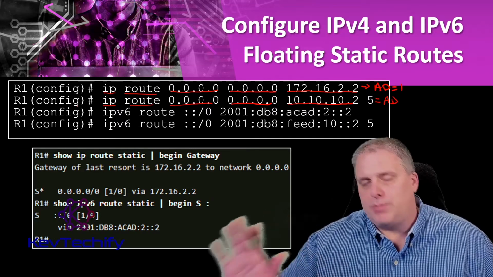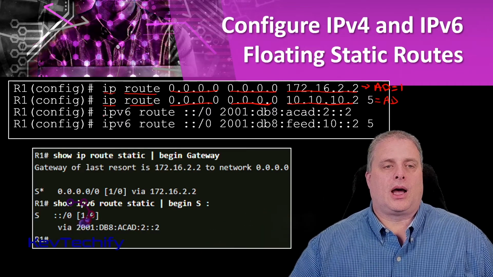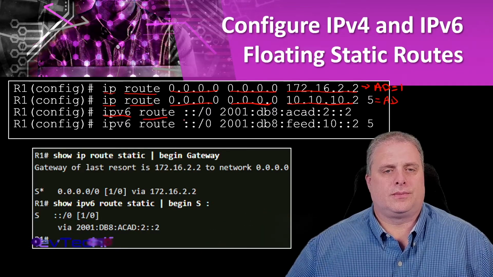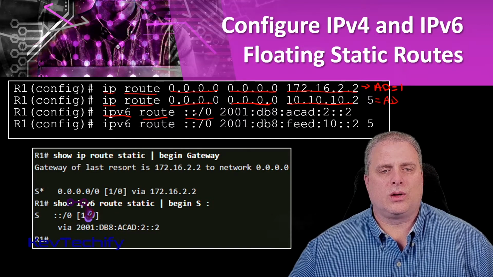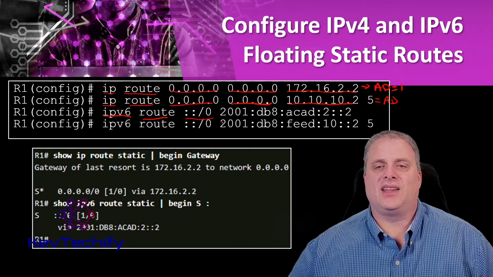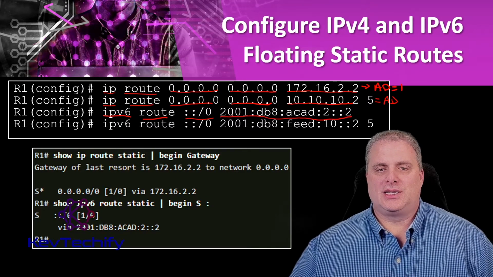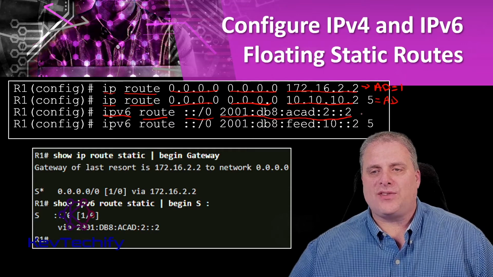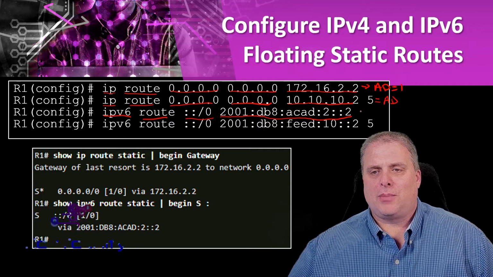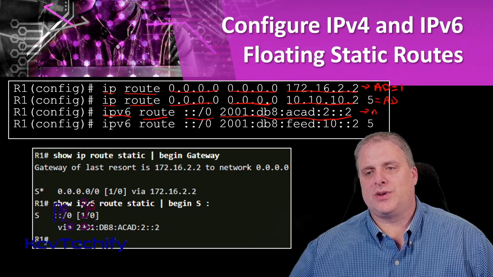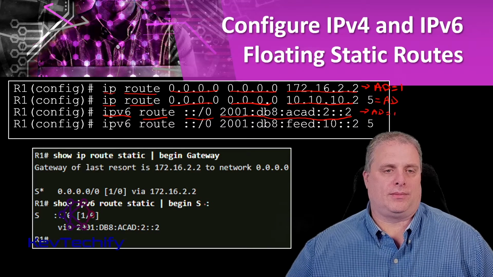IPv6 configuration is basically the same. ipv6 route, then we have all zeros here, ::/0. We're going to match anything. And then we're going to send it to this next hop IP address. For this next hop IP address, you don't specify anything here. By default, that gives us our administrative distance equal to 1.